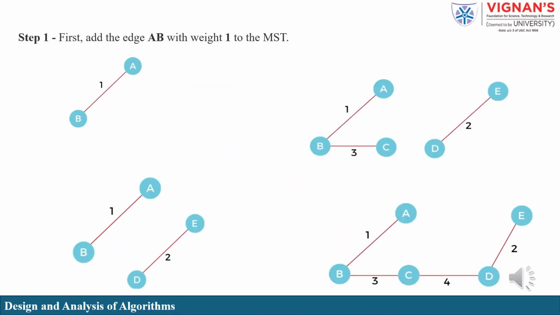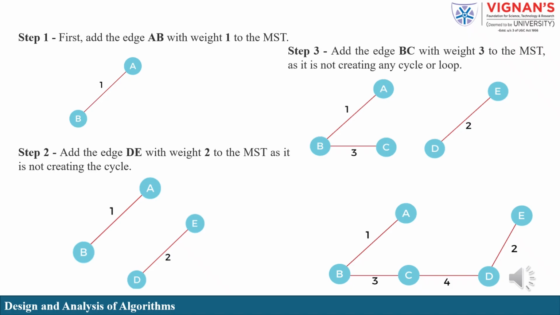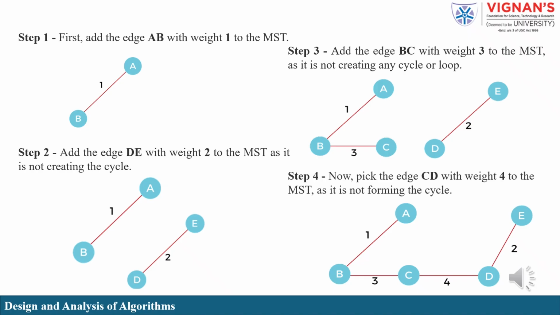Step 1. First, add the edge AB with weight 1 to the minimum spanning tree, MST. Step 2. Next, add the edge DE with weight 2, as it does not create any cycle. Step 3. Then, add the edge BC with weight 3, since it does not form a cycle or loop. Step 4. Now, add the edge CD with weight 4, as it also does not form a cycle. At this stage, the MST contains |V|-1 edges, so the algorithm stops. The selected edges form the minimum spanning tree with minimum total cost.